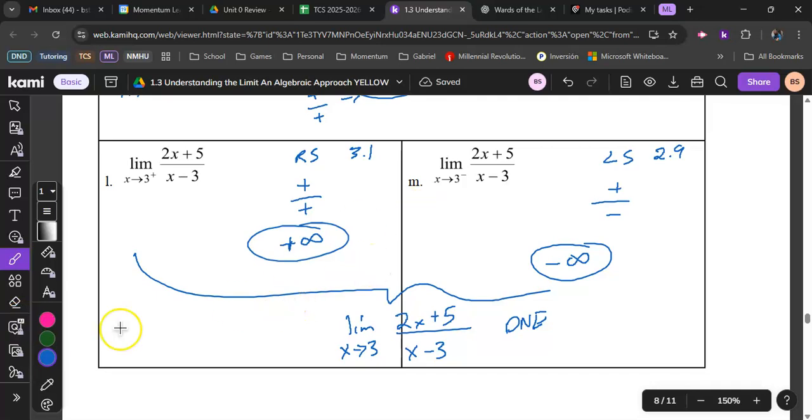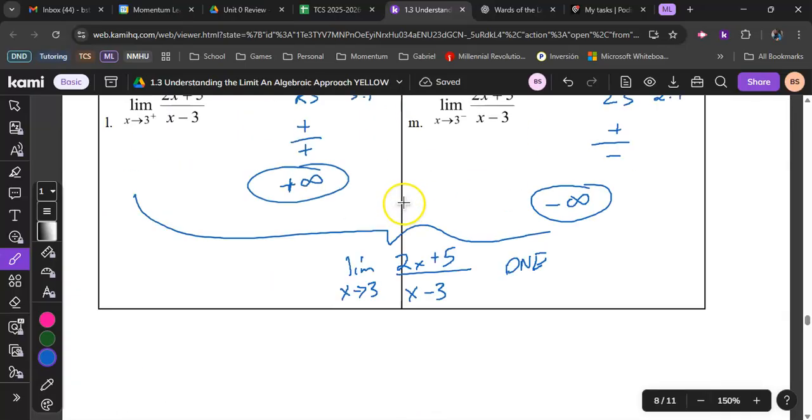All right, guys, that's going to be it. I know that's a long one. Apologies. The rest of this is your practice problems.